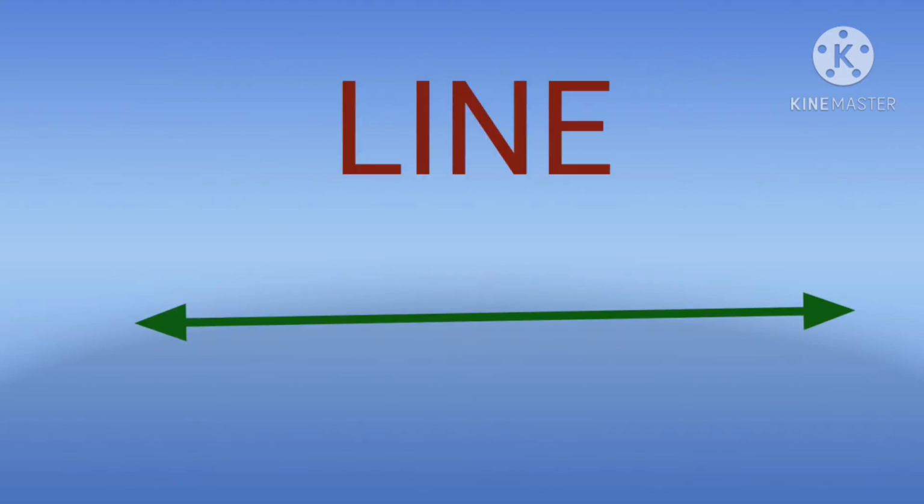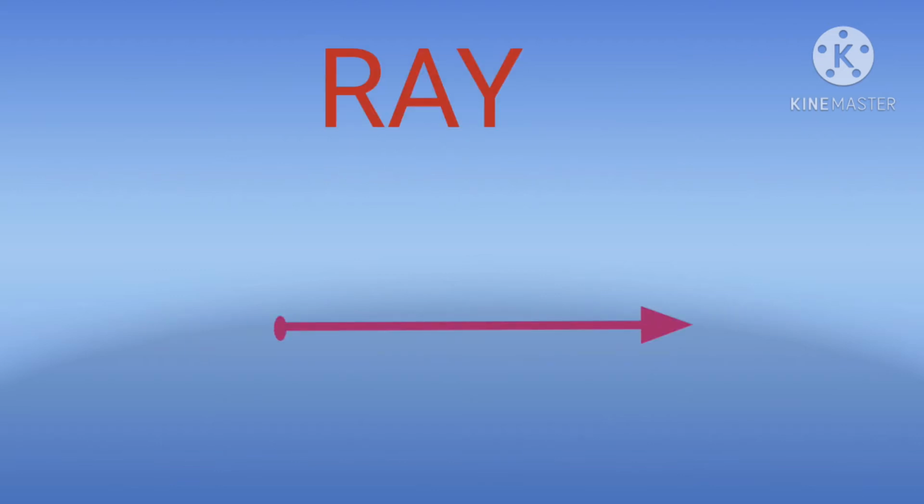A line segment extending endlessly on both sides is called a line. It does not have a beginning or an end. It is shown with arrows on both sides. A ray is a part of a line. It starts at a point and extends endlessly on one side. It is shown with an arrow on one end.